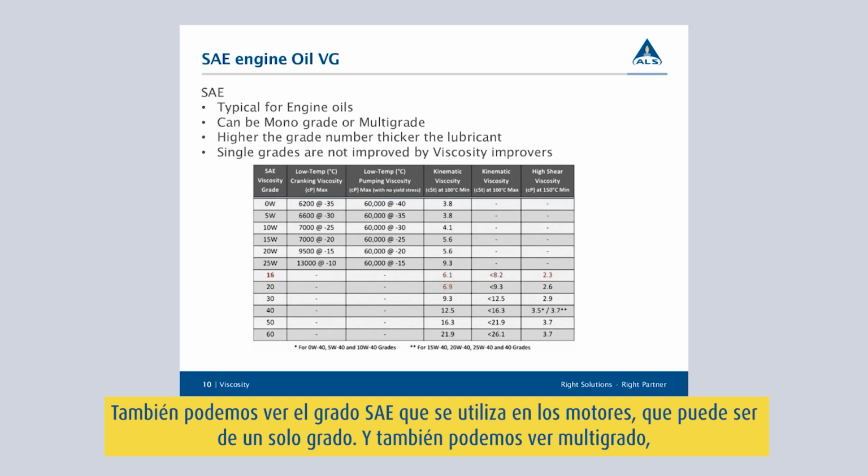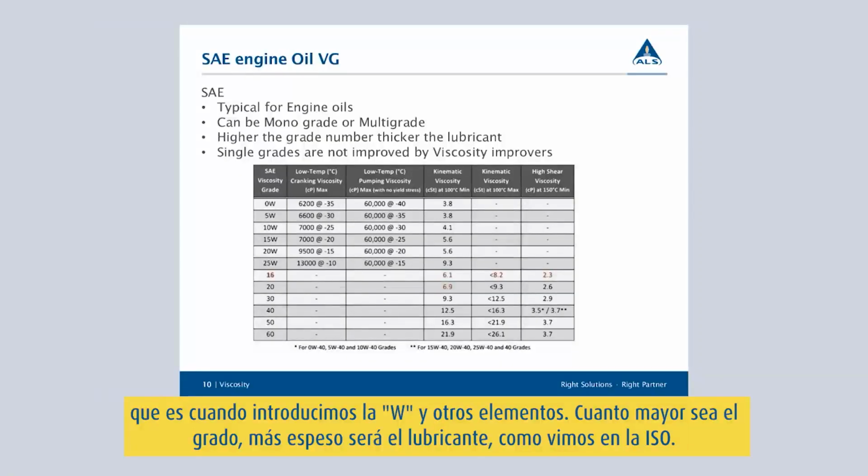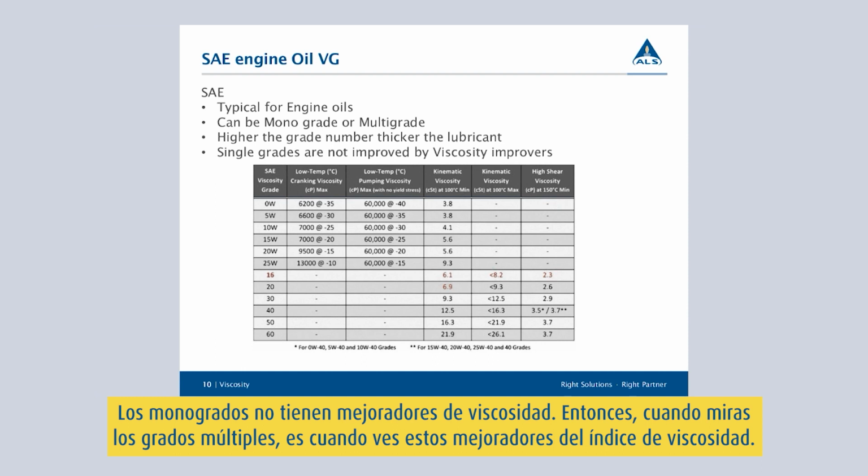Then you can look at your SAE grade, which is typical for engines. They can be a mono grade or a straight grade, mono and straight grade being the same thing. And then you can also see your multi-grades, which is when we start to introduce that W and a few other components. The higher the grade, the thicker the lubricant, the same thing we were seeing on the previous slide. Single grades are not improved by viscosity improvers. When you look at your multi-grades, that's when you see that they've been improved by viscosity improvers and things like that.